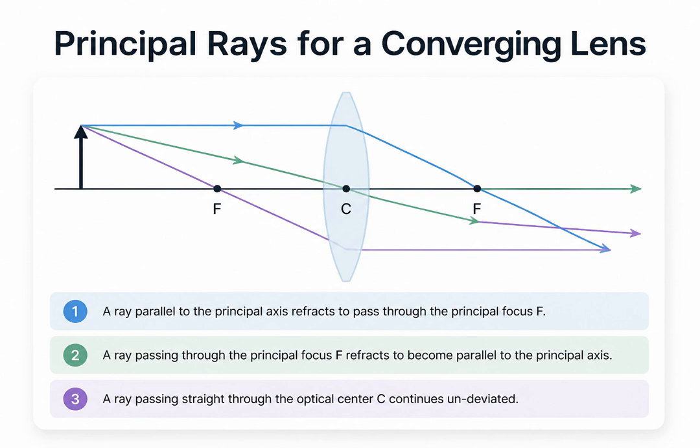When determining where an image will form, we rely on three principal rays. First, any ray traveling parallel to the principal axis will refract through the principal focus. Second, any ray passing through the principal focus first will refract to become parallel to the axis. And third, any ray passing straight through the optical center will continue in a straight line without bending at all.